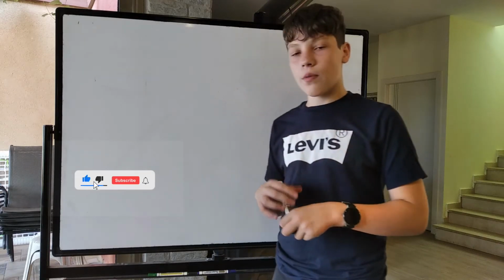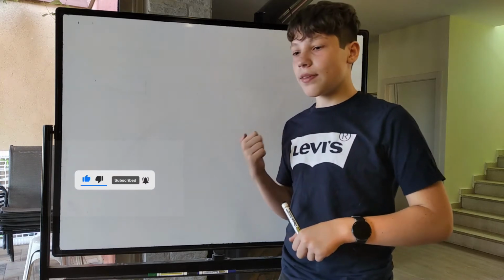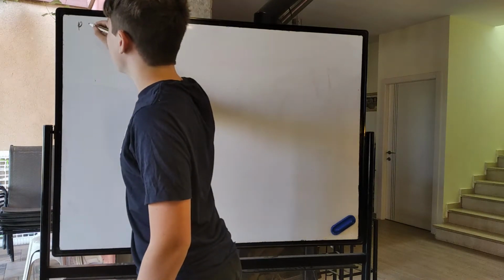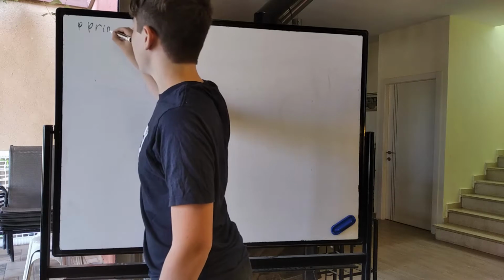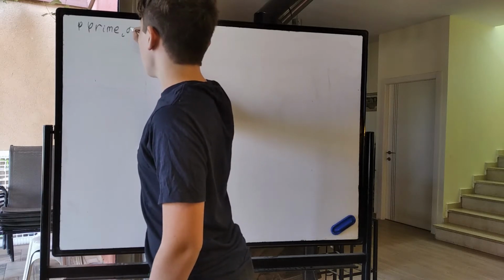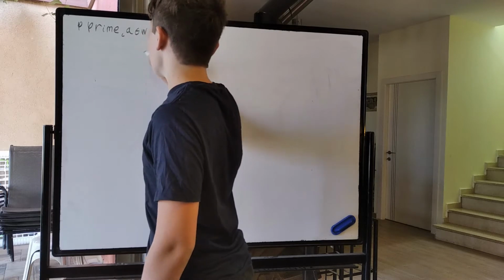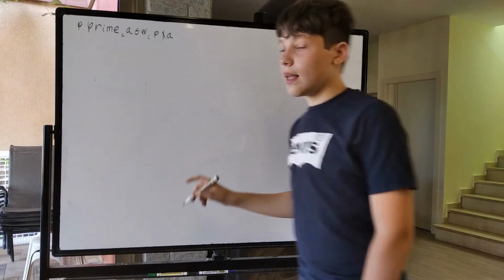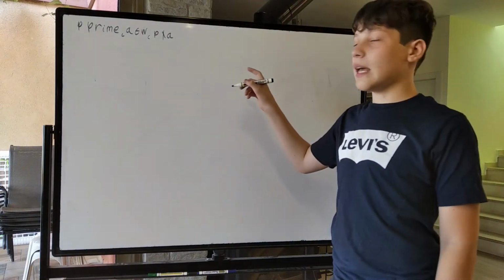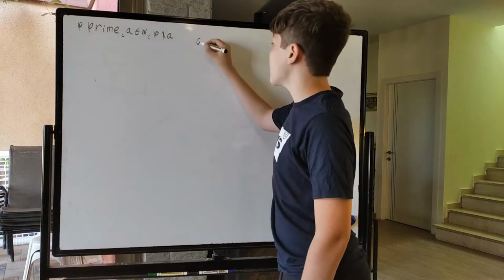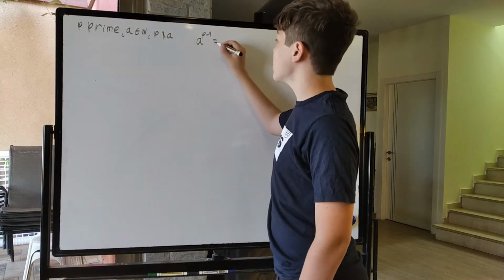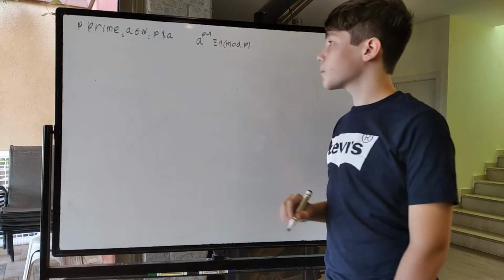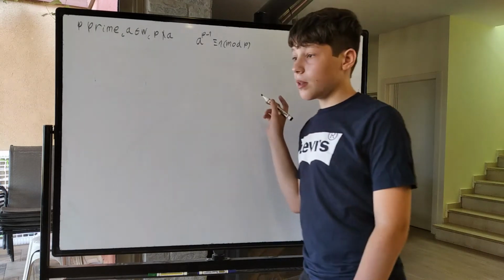So first of all, let's look at what Fermat's little theorem actually says. It says for P being prime, A being a natural number, and P not dividing A, if those three things hold, then we can say that A to the P minus 1 is congruent to 1 mod P. So this is Fermat's little theorem.